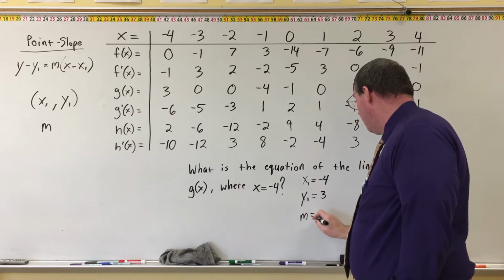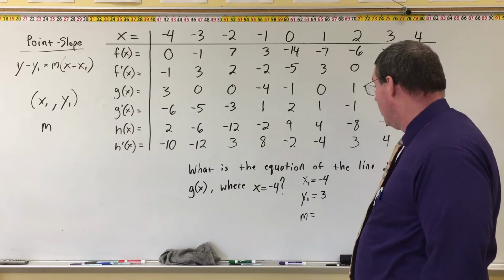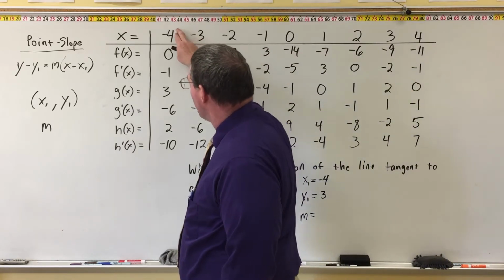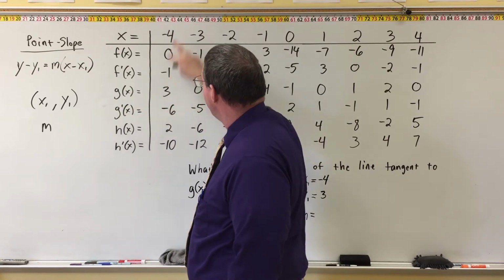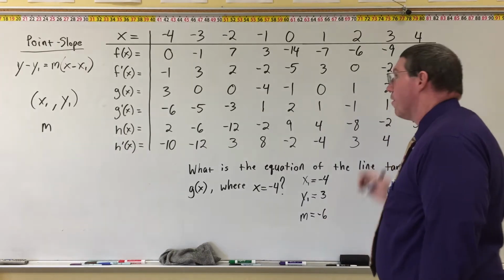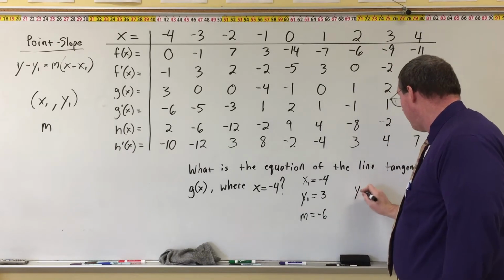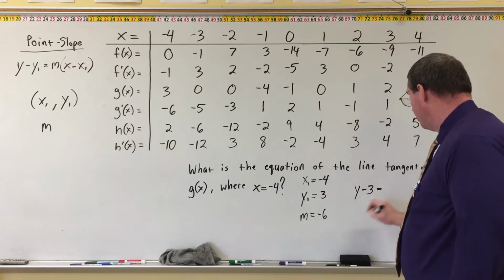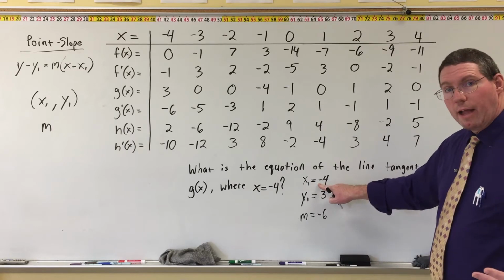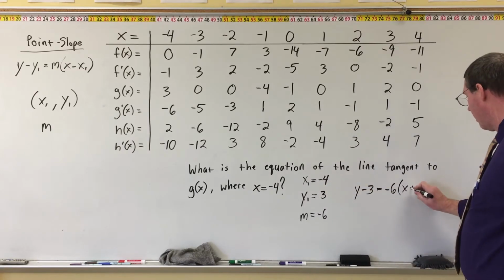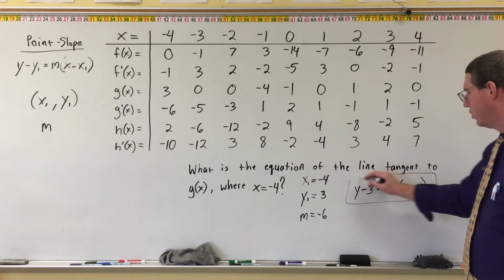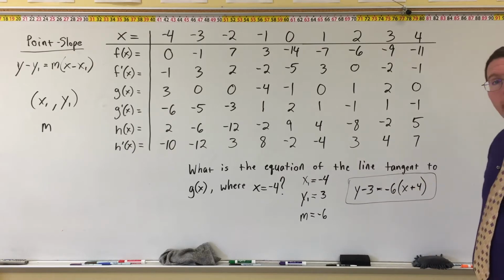Now we just need the slope, and the slope is going to be g prime of x where we plug negative 4 into g prime of x. So g prime of negative 4 is negative 6, and so the slope is negative 6. Therefore the equation of our line is y minus 3 is equal to the slope, negative 6, times x minus negative 4. Now x minus negative 4 becomes x plus 4. So here is the equation of the line tangent to g of x where x is equal to negative 4.